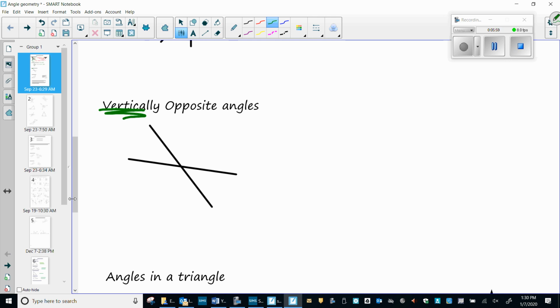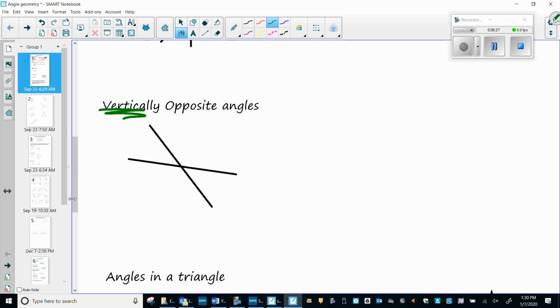What's the difference though? Because if I had this situation here, you could say that this angle here is opposite this one. It's on the opposite side of the line. Okay? But that's not vertically opposite. This would be its vertically opposite. Does that make sense? Yeah, that makes sense. So they're trying to ensure that the word opposite is not used incorrectly.